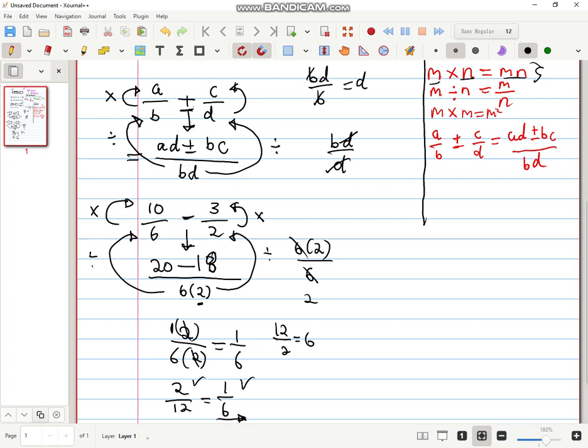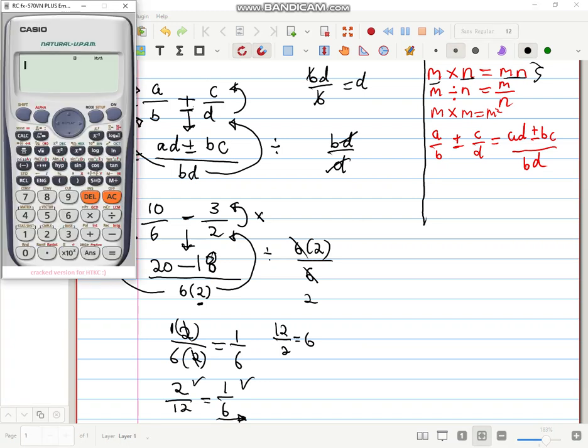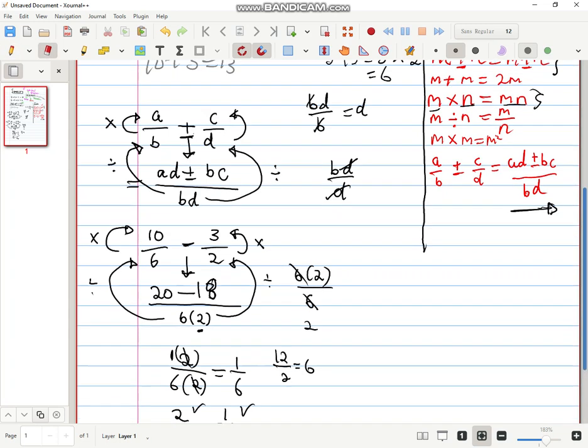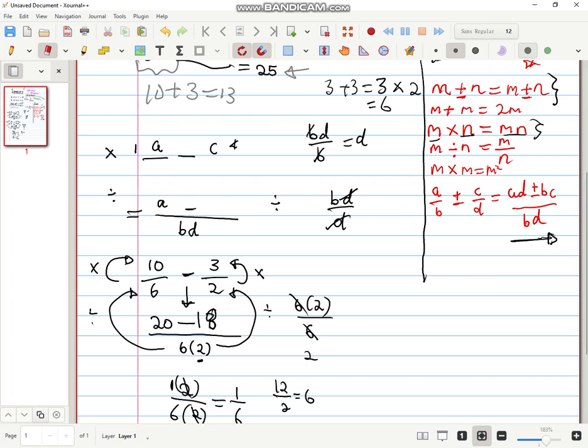So let's go to our calculator and check that indeed 10 over 6 minus 3 over 2 is going to be equal to 1 over 6. 10 over 6 subtract 3 over 2. Yes, we get 1 over 6. So that means we are sorted with this rule right here. So let's move to another one.